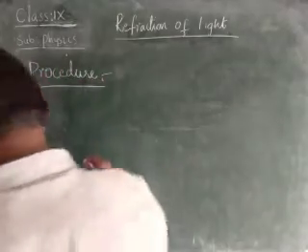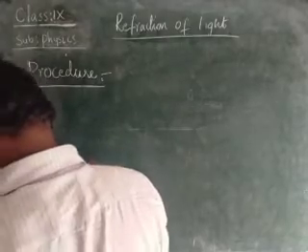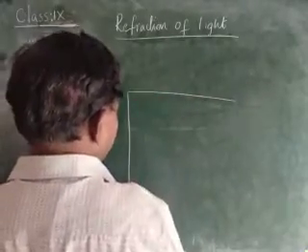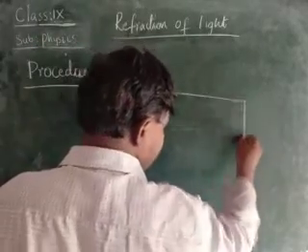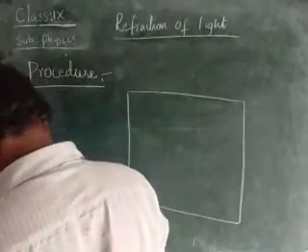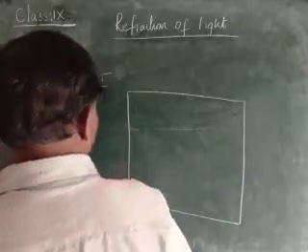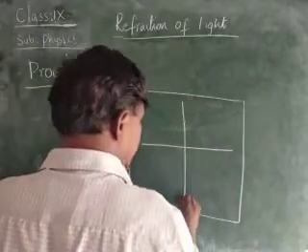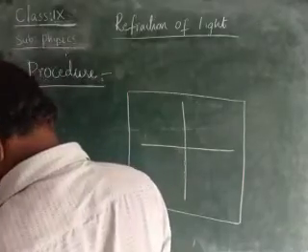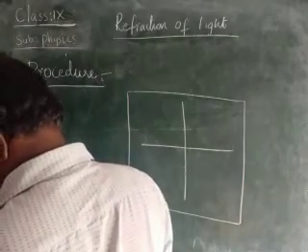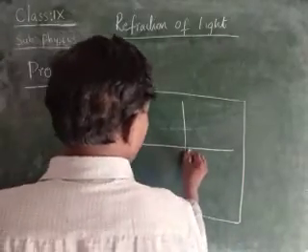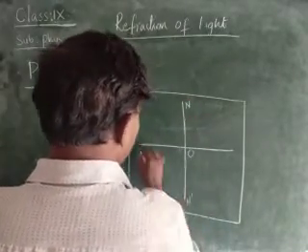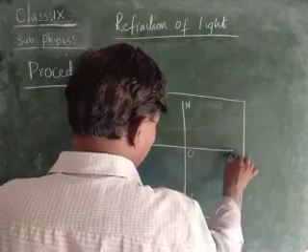Here you should take a wooden plank which is covered with white chalk. A wooden plank we should take, children, which is covered with a white chalk. Now draw two perpendicular lines passing through a normal and interface. Two perpendicular lines. Let the point of intersection be O. Write this as N dash and M dash or X dash, like this.